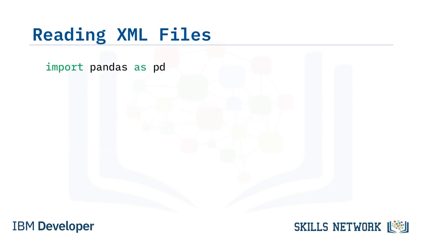The next file format type is XML, also known as Extensible Markup Language. While the Pandas library does not have an attribute to read this type of file, let us explore how to parse this type of file.